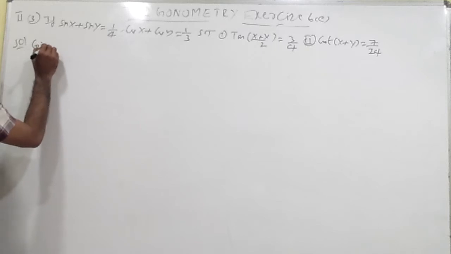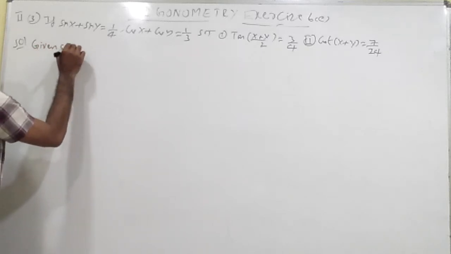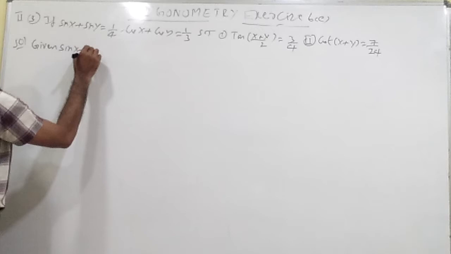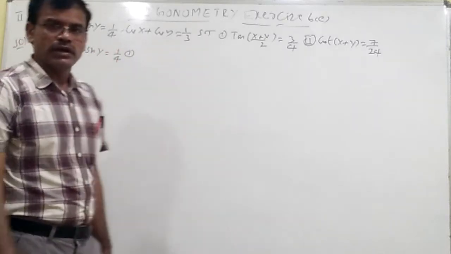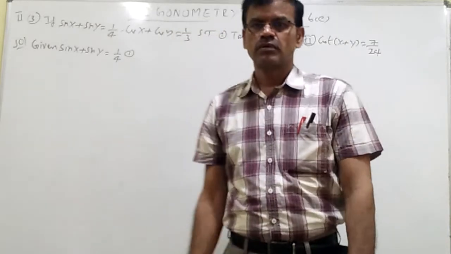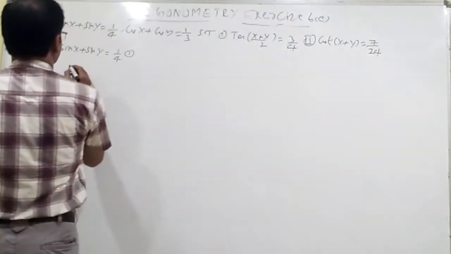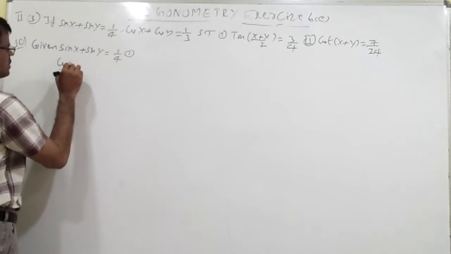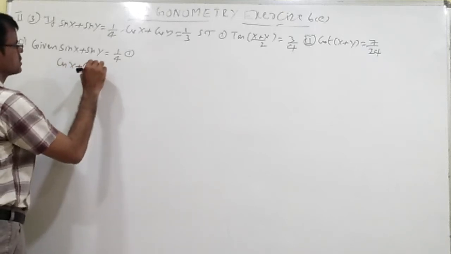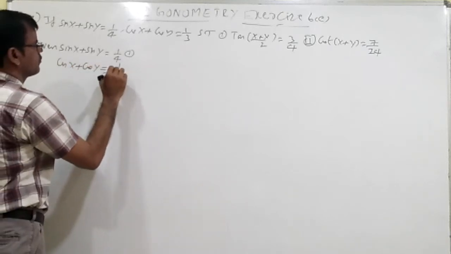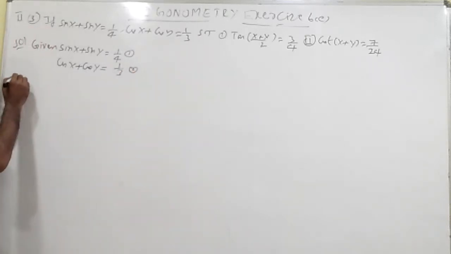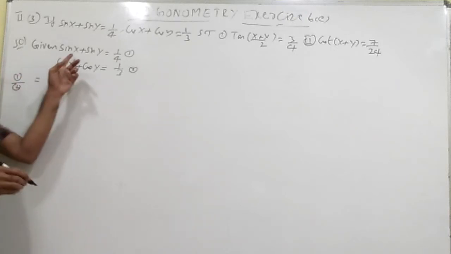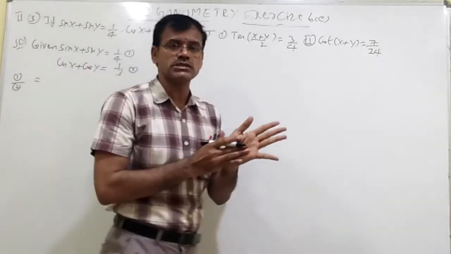Given, you write: sin x plus sin y is equal to 1 by 4, that is the first equation. Next, cos x plus cos y is 1 by 3. Now, divide: sin x plus sin y by cos x plus cos y.